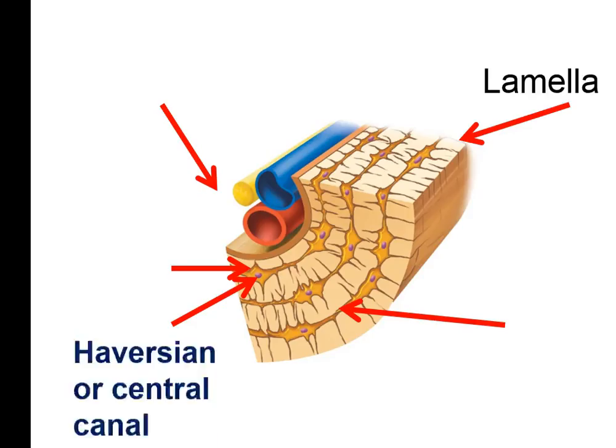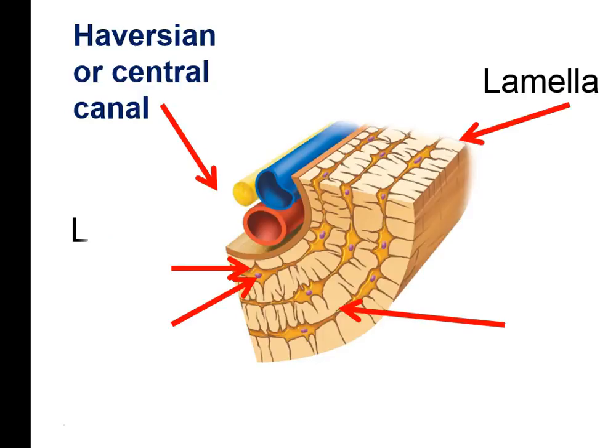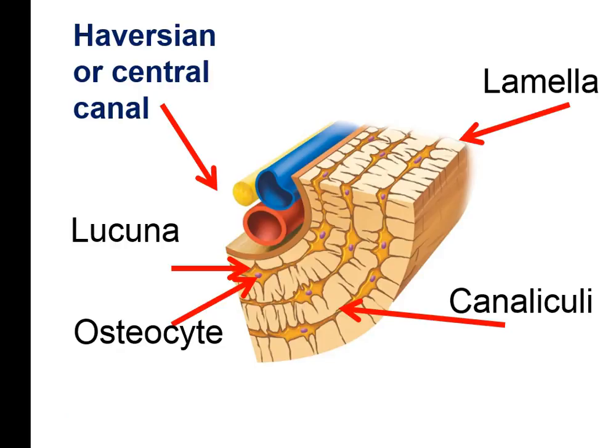So we know this is lamella. We know this is the central canal. So now we know the space is called a lacuna, and inside the lacuna is an osteocyte, and the little canals that connect the osteocytes to their blood supply are called canaliculi.